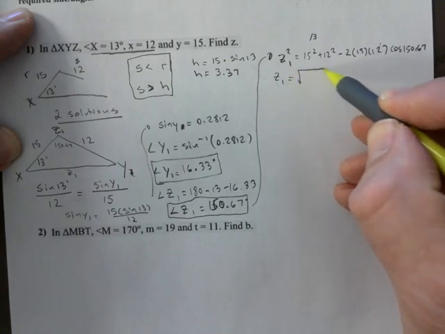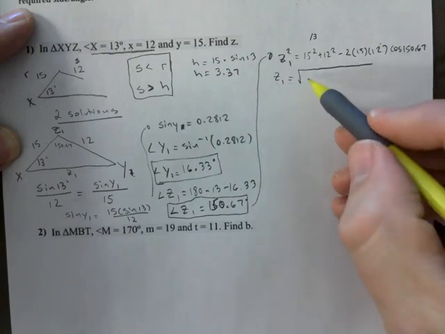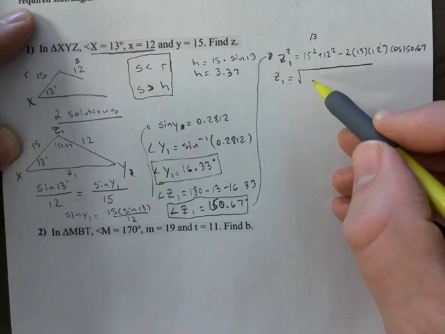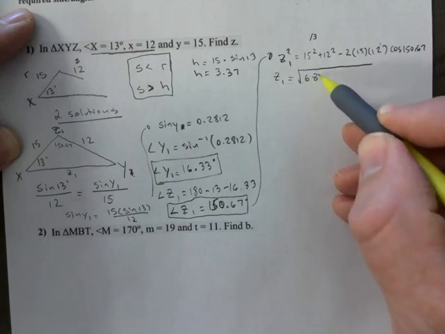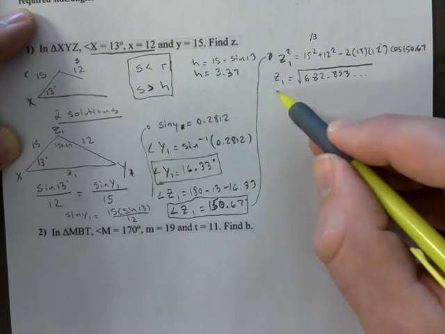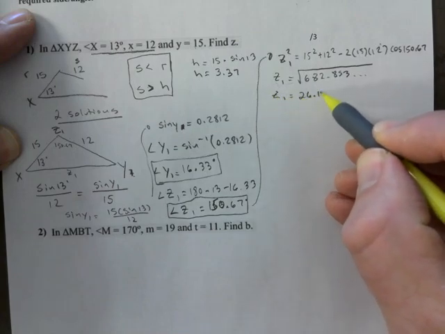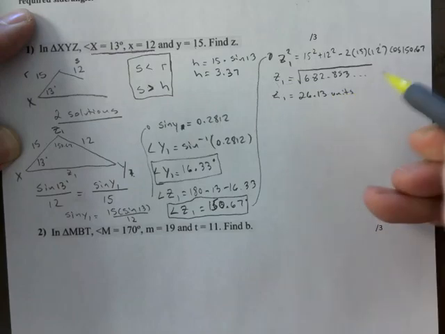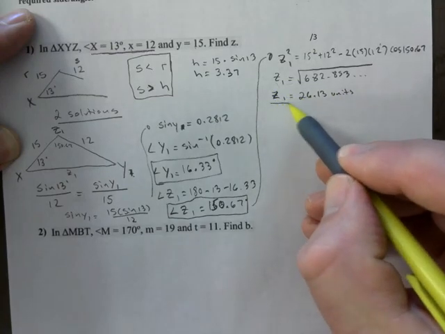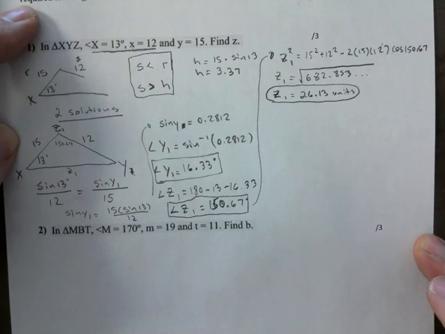So this is what most of you will be able to do no problem. It's doing the second one that's going to be the problem. Okay? So we'll figure that out together. But this right here gives you 682.853 and then some. So this ends up being 26.13 units. And I didn't give you units, so if you just wrote down that number, you're fine. You're not losing anything.